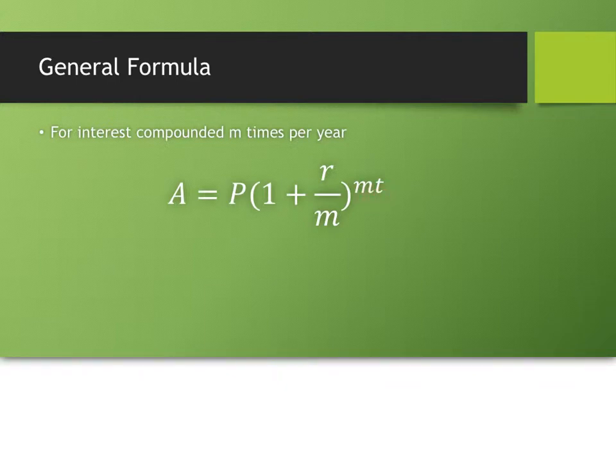Now again here, t is the number of years. So we're seeing if you compounded 100 times per year, and if you did 2 years, then really we've compounded it 100 times 2, or 200 times.